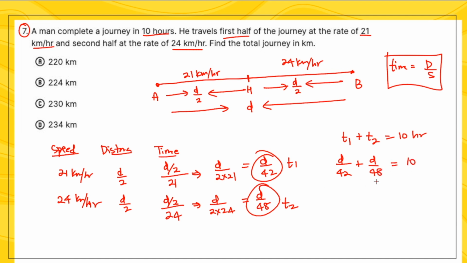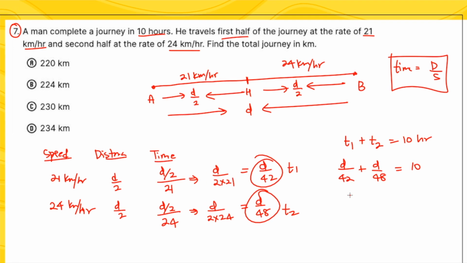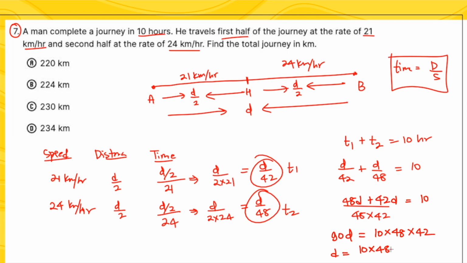Now all you have to do is solve by taking the LCM. We can take the LCM simply as 48 into 42. This will become 48d plus 42d, and this will be equal to 10 into 48 into 42. If I sum the numerators, it will be 90d. So the value of d will be 10 into 48 into 42 divided by 90.